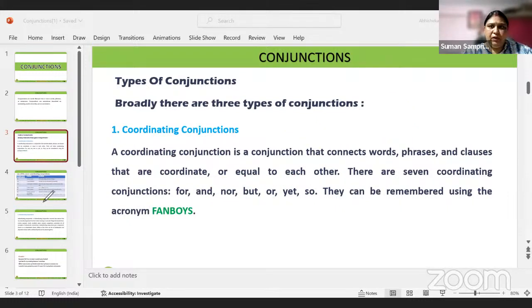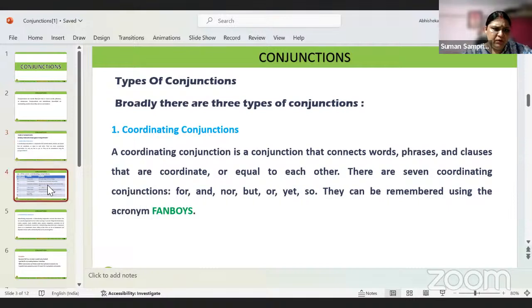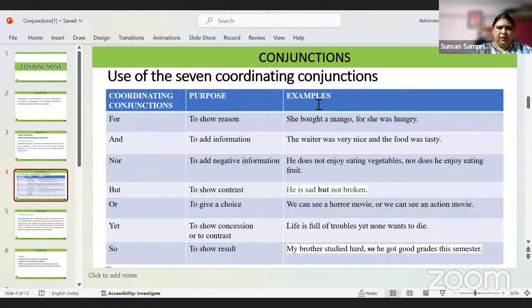So let's move on to the next one. What is the meaning of these words, the seven conjunctions, and how they are being used? We will look into that. As you can see, we have a table here, which you can clearly read and understand. Yes, Rashmit, I know. Second sentence. Okay. Right.